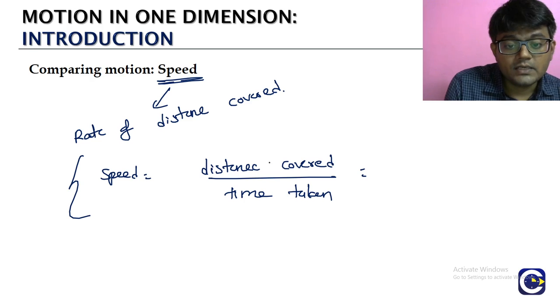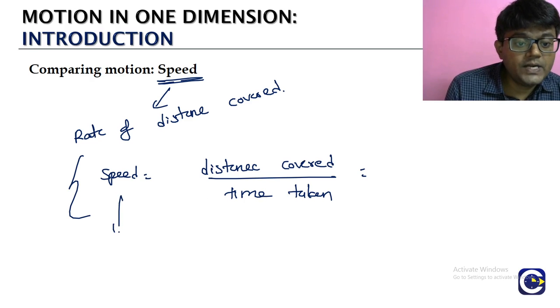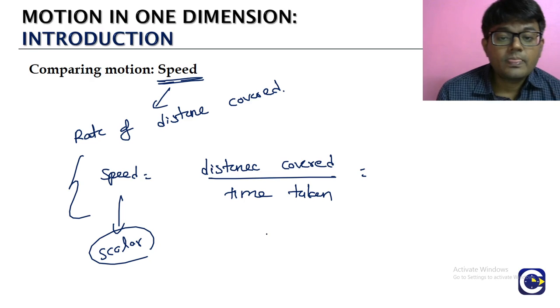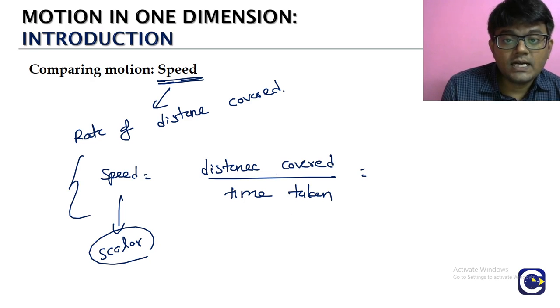So look at it. Distance covered is a scalar quantity. Time is also scalar. So thereby the speed also becomes a scalar quantity. Okay, and what is the SI unit of distance? It is meter.